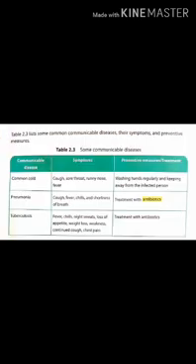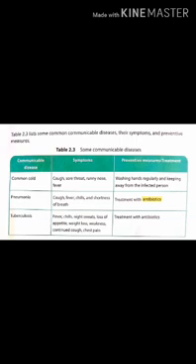Okay. Next, we will see some communicable diseases, their symptoms and how to prevent them. Okay. First one, common cold. What are the symptoms of common cold? Cough, running nose and fever. How to prevent this? Washing hands regularly and keeping away from the infected person.